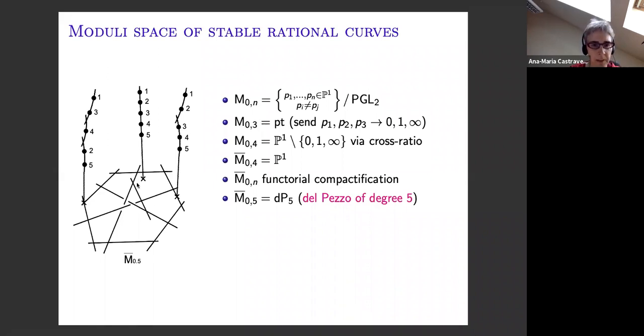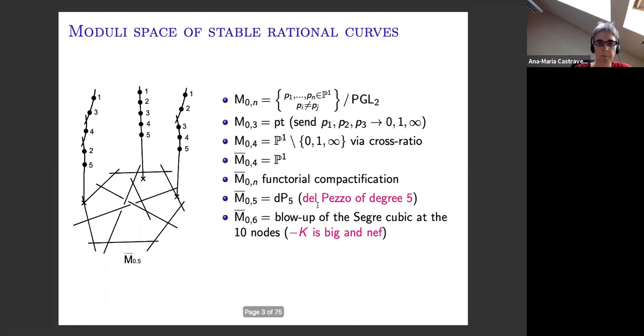You have an example here for n equal 5. We are adding to the configuration space 10 boundary divisors. These correspond to loci where you add reducible stable curves with at least 2 components, and then these may intersect and produce more components. So for n equal 5, this is a Del Pezzo surface of degree 5, so a Fano surface.